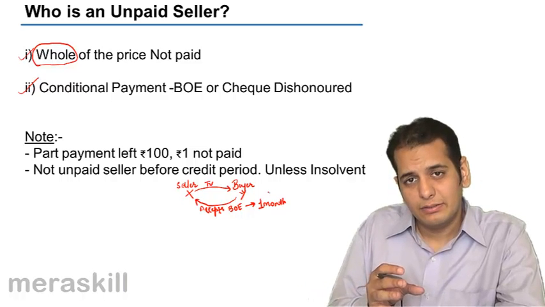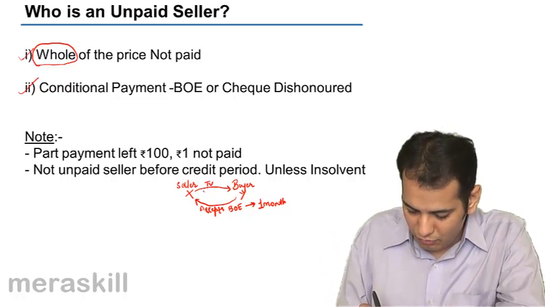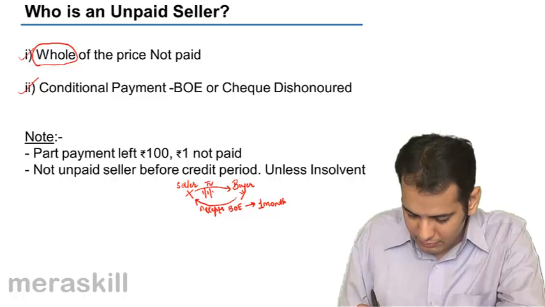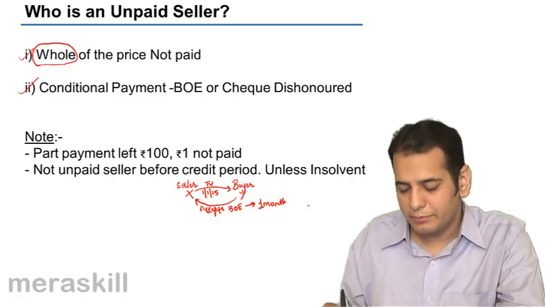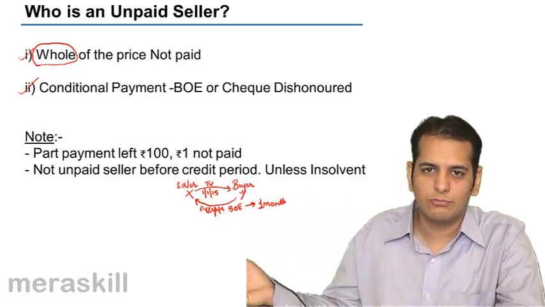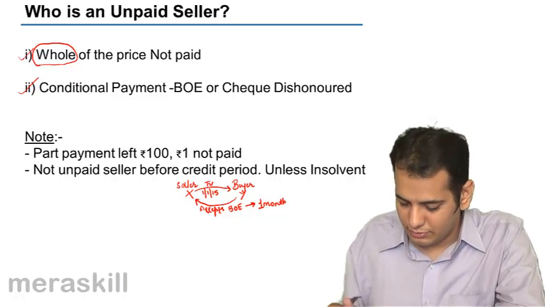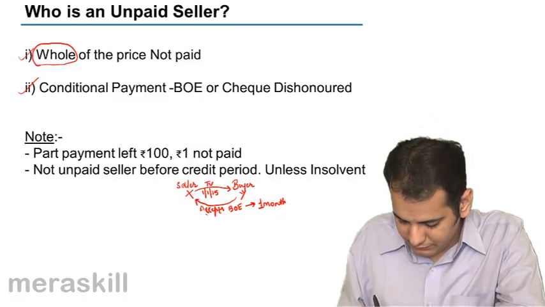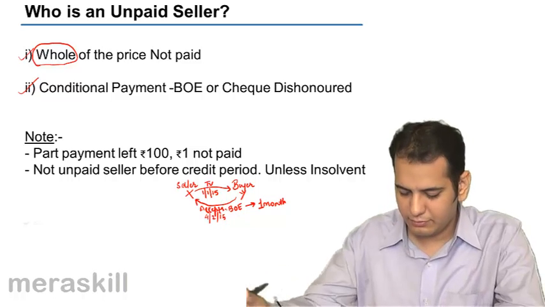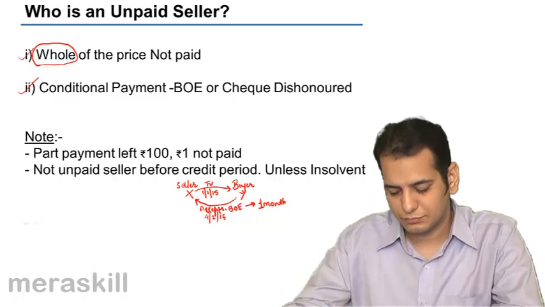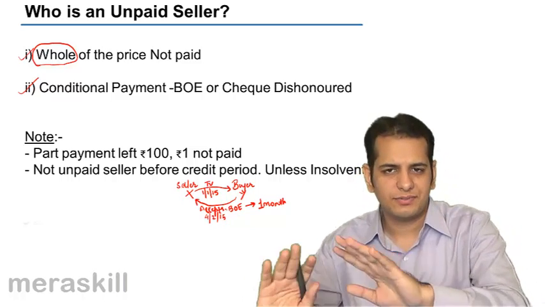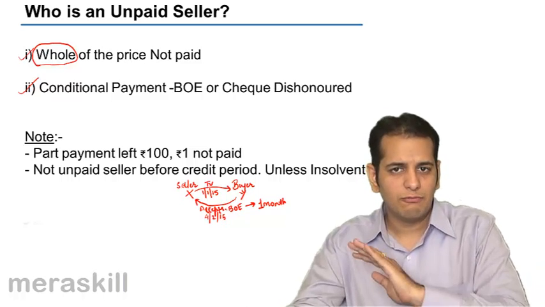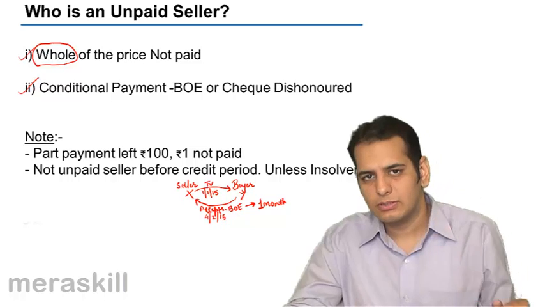So let's say this transaction happened on 1st Jan 15. The due date of the bill will be, a bill always has 3 days of grace, so the due date will be 4th Feb 15 because there's 1 month tenure. So if on 4th Feb Y pays him the money, the contract gets terminated. If on 4th Feb Y does not pay him the money, X becomes an unpaid seller.